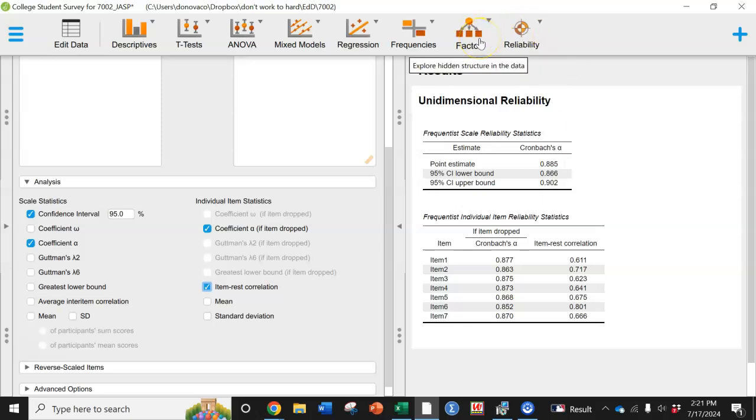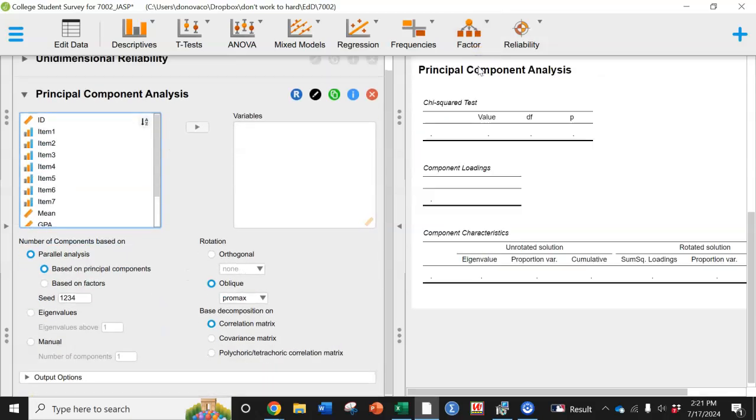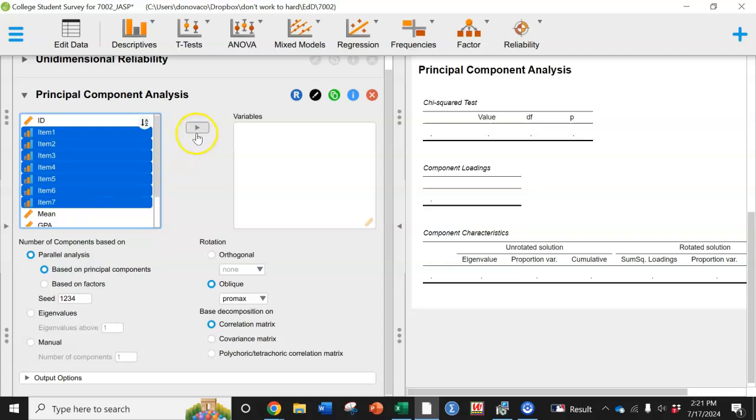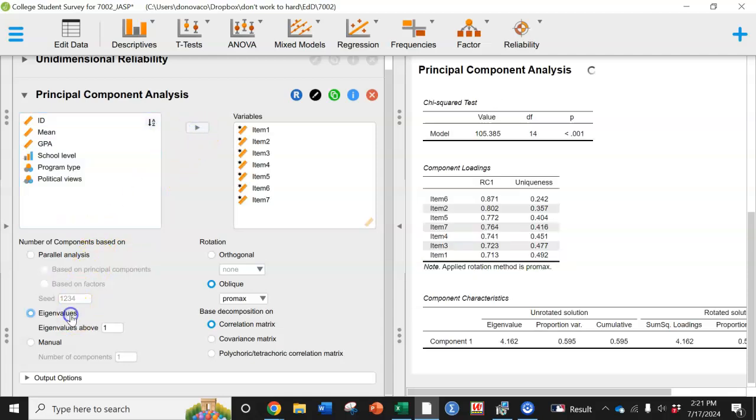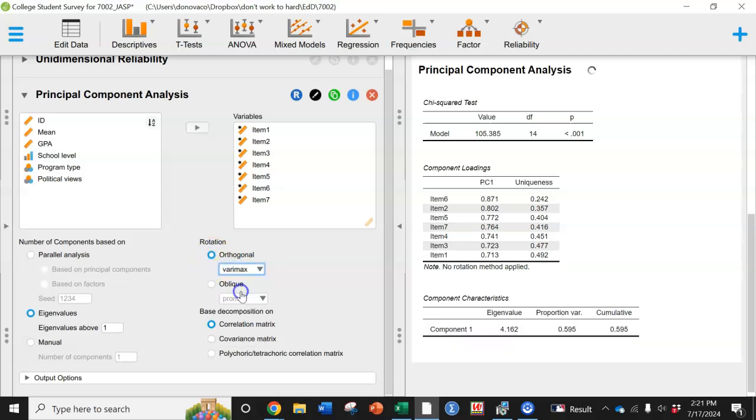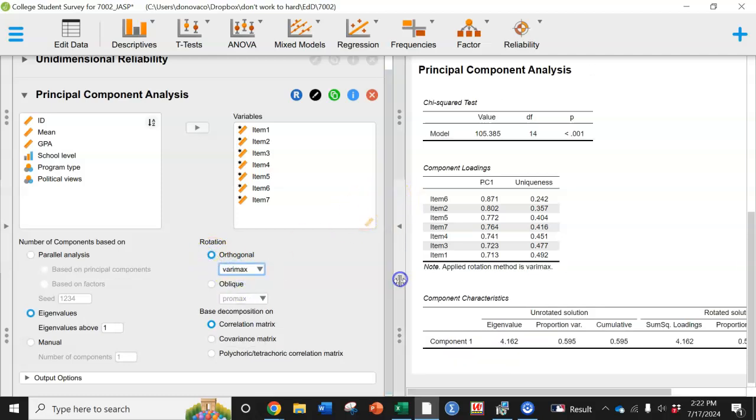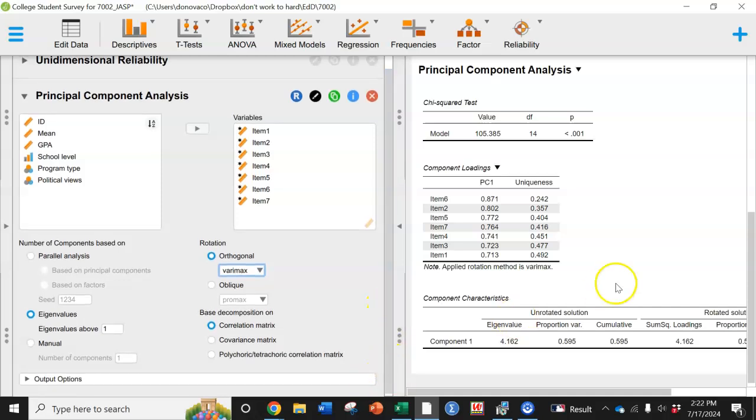And so that's going to be factor. So I'm going to do factor principal component analysis. Again, put in my items. I'm going to change a few things over here. If you want to know how to do this, there are more in-depth videos, but just kind of giving you a heads up on what it is that I am looking for.